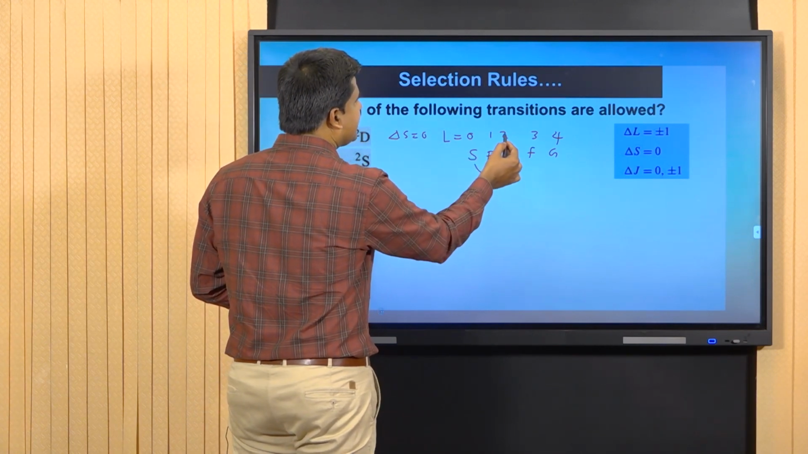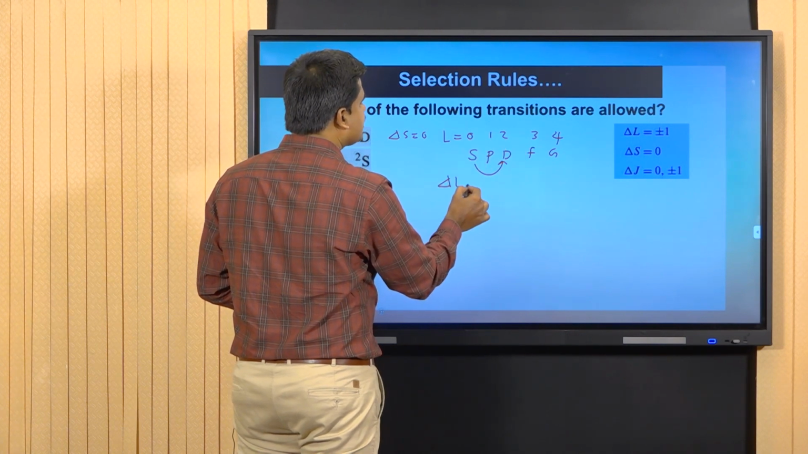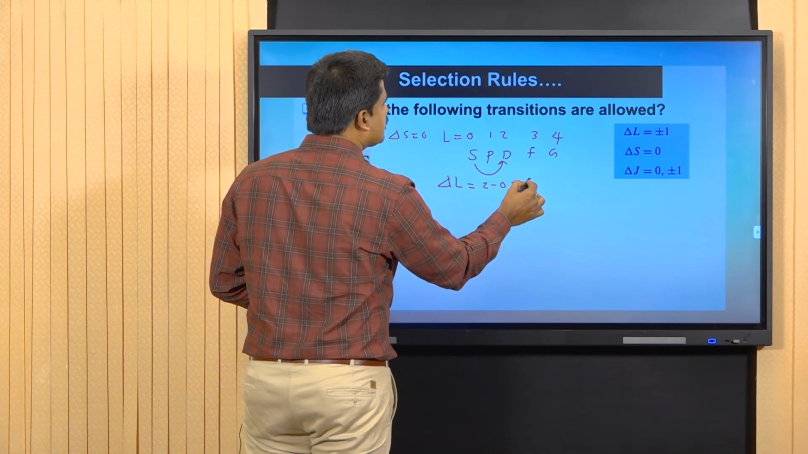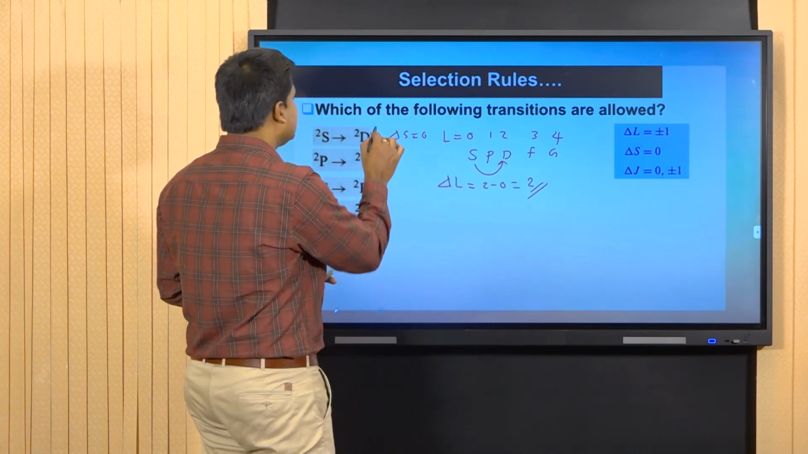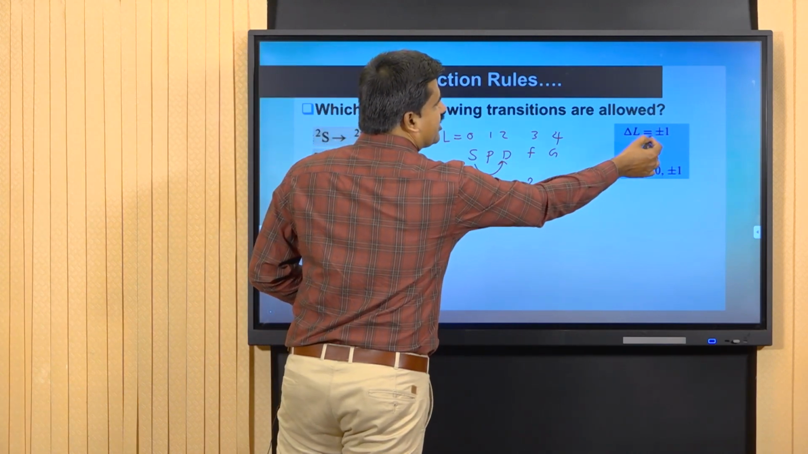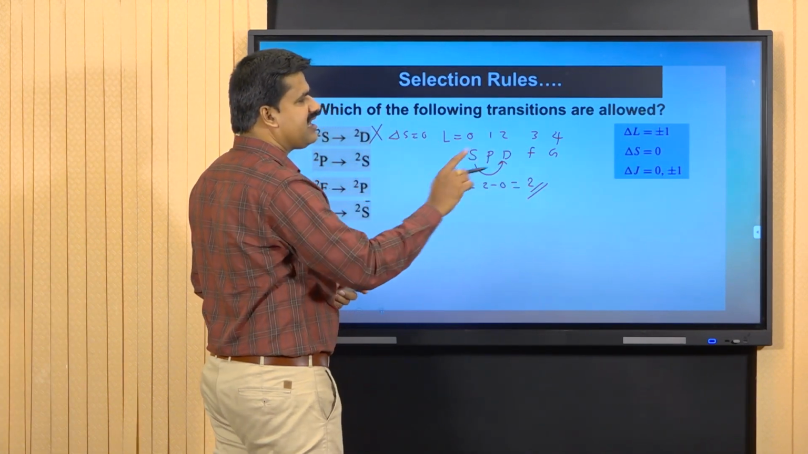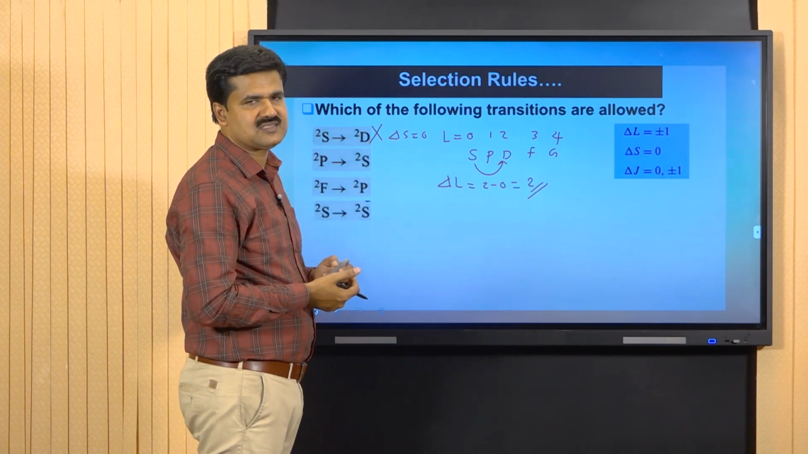So delta L is equal to 2 minus 0, that is equal to 2. So no doubt this transition is not allowed, because the allowed delta L value is only plus or minus 1. If one rule is not valid, the entire transition will not be possible.